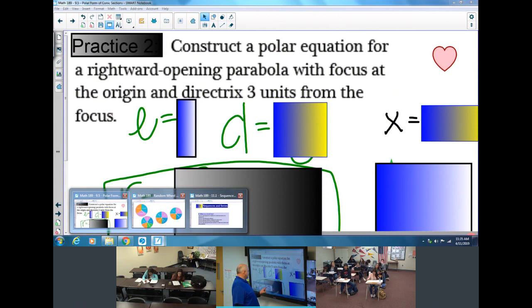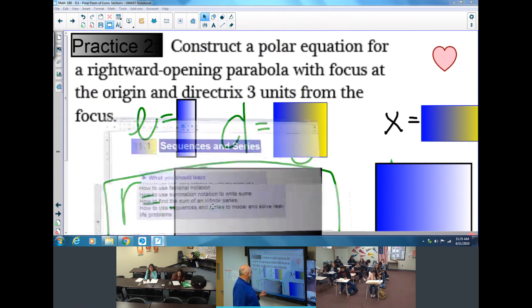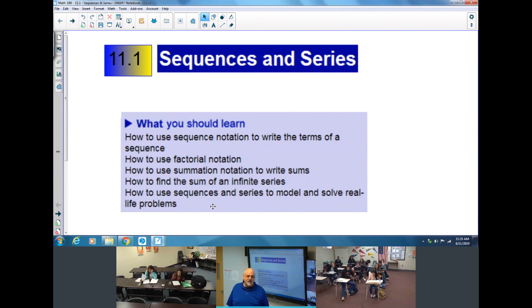Chapter 11 is on sequences and series, and you might have done this a little bit in Algebra 2. You might remember doing combinations and permutations and that kind of stuff. A lot of this chapter is going to be a review of that. We'll go into more detail, but I think you'll find this chapter might be the easiest chapter this semester.